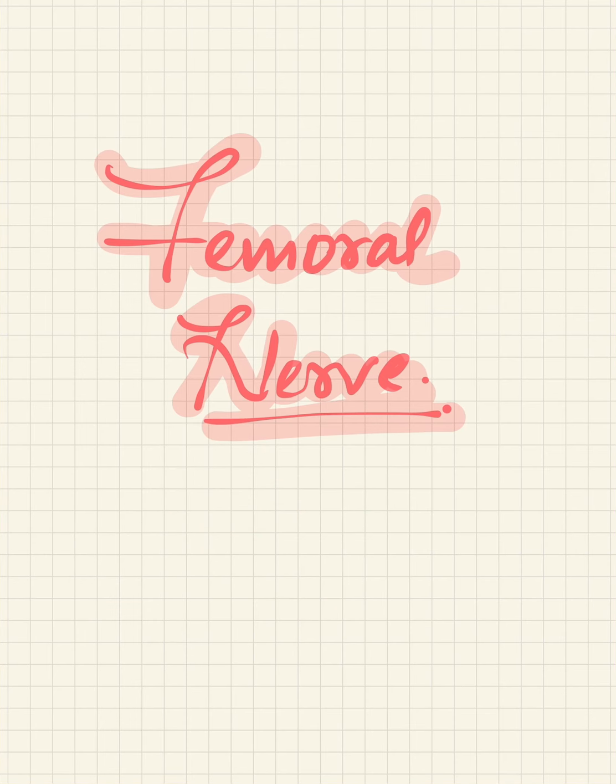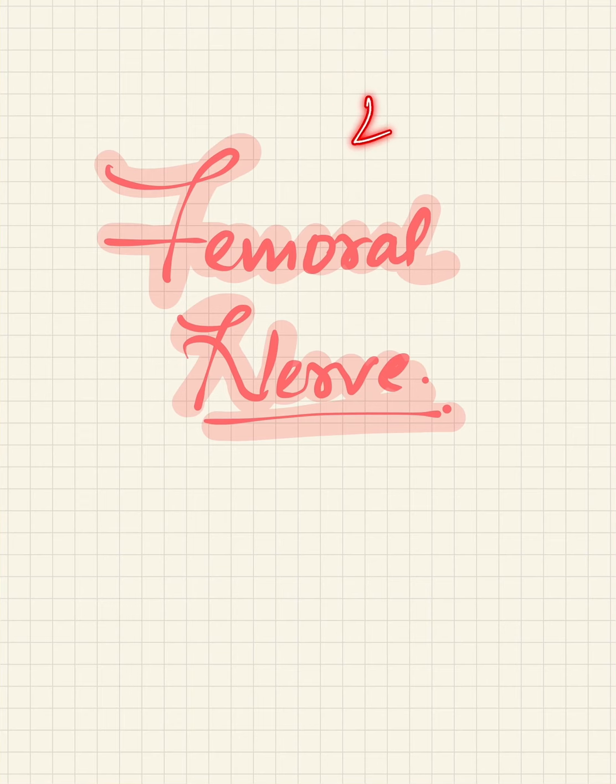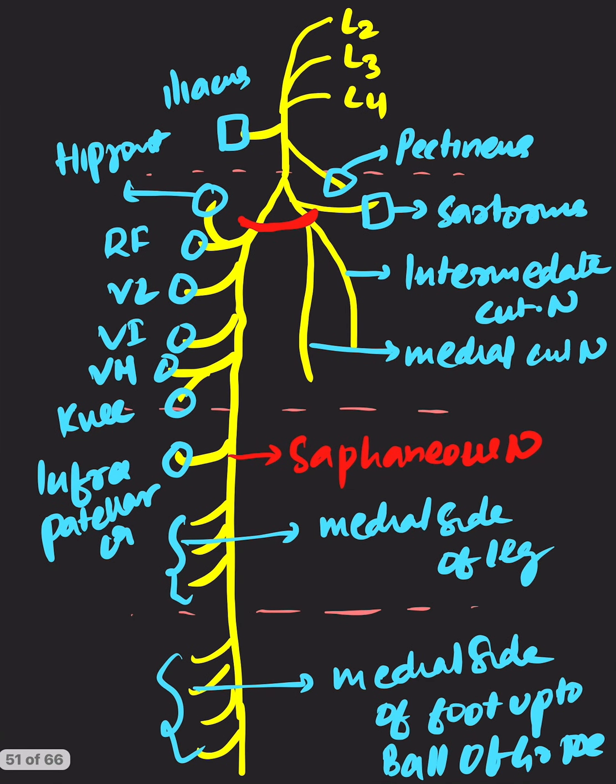So it arises in the psoas major, emerges from its lateral boundary, and descends between the psoas major and iliacus. It enters the thigh behind the inguinal ligament, and it is present lateral to the femoral sheath. So now it has entered. See this L2, L3, L4, the anterior primary rami of the posterior division. So it has entered the thigh.